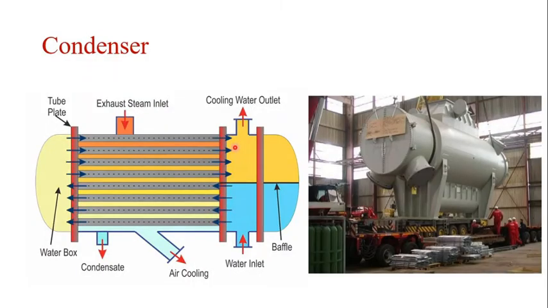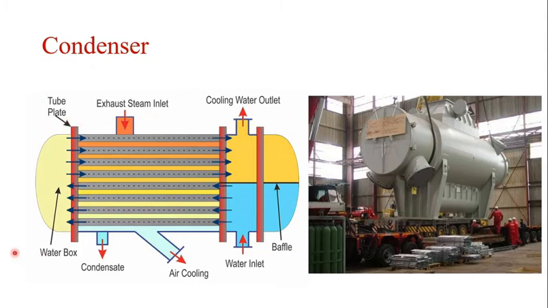Let's see the next component, condenser. The condenser condenses the steam from the exhaust of the turbine into liquid to allow it to be pumped. If the condenser can be made cooler, the pressure of the exhaust steam is reduced and efficiency of the cycle increases. Let's see the schematic diagram of condenser.